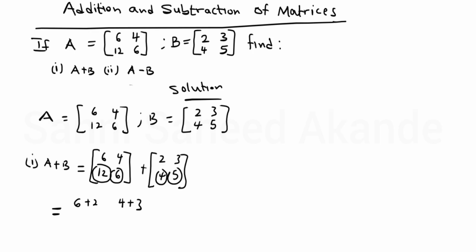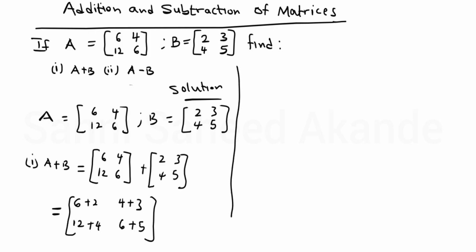Understood? So let's quickly add that. 12 plus 4, then 6 plus 5. When you add that together, what do you get? We have A plus B equal to 6 plus 2, that is 8. Then 4 plus 3, that is 7. Then 12 plus 4, that is 16. And 6 plus 5 will give us 11. So this is the value of A plus B. So that's how to carry out addition.